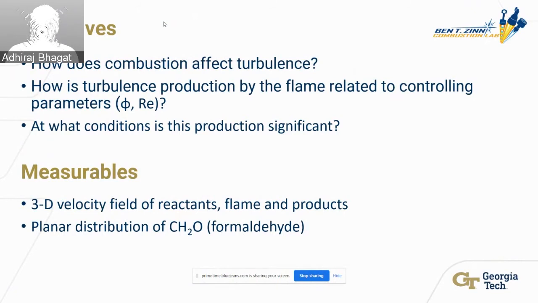We can do this by measuring the 3D velocity field of the reactants, flame, and the products, and also getting a planar distribution of CH2O, which is formaldehyde.